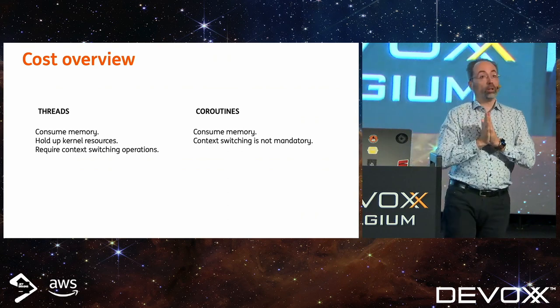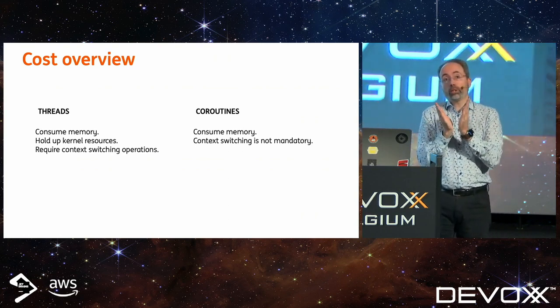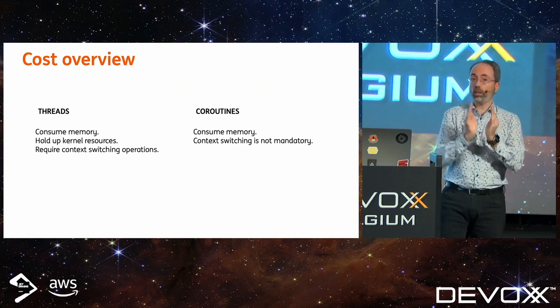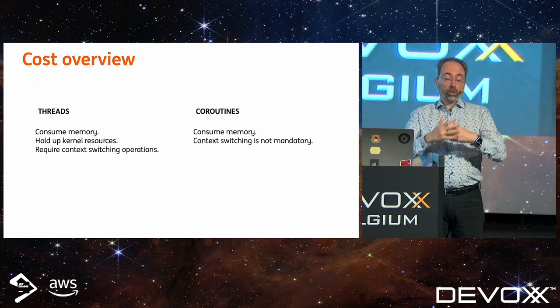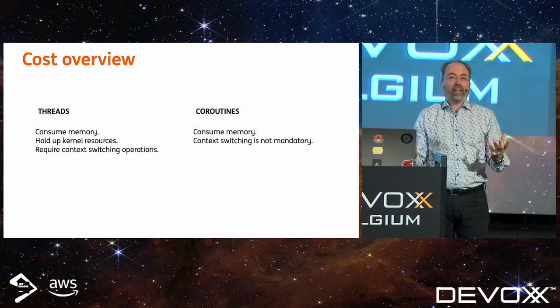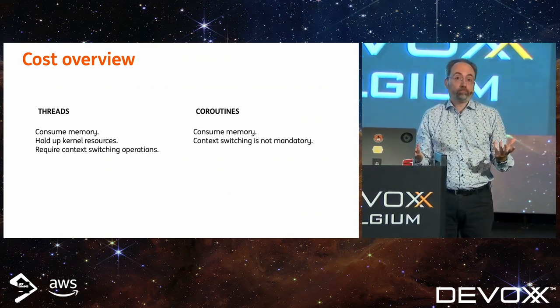A coroutine, on the other hand, because it is purely a software construct, in this case in the Kotlin runtime, then it consumes its memory for its state, and that's pretty much it.